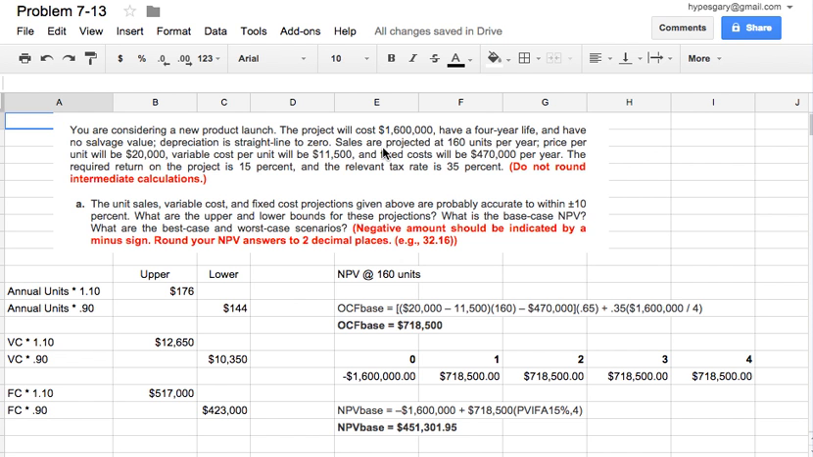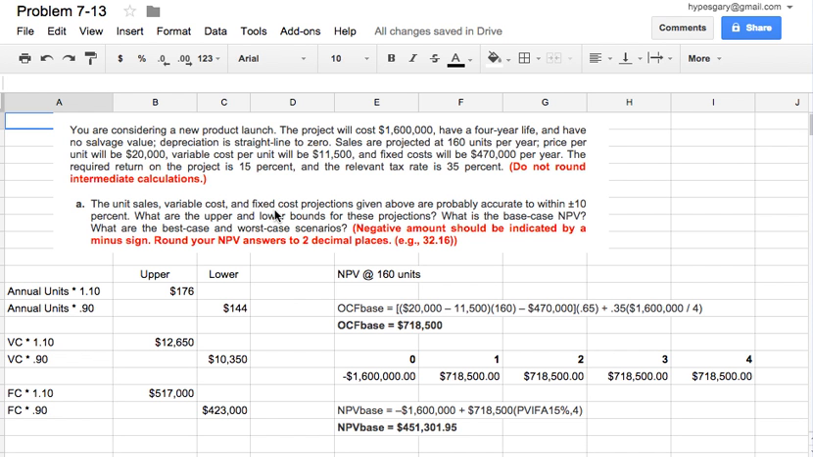Sales are projected to be 160 units per year at a price of $20,000 per unit, where a variable cost is $11,500 and fixed cost $470,000. We have a 15% discount rate and a relevant tax rate of 35%. In the first requirement, we are asked to have a 10% increase or decrease in certain items. Unit cost, variable cost, and fixed cost will fluctuate by that 10%.